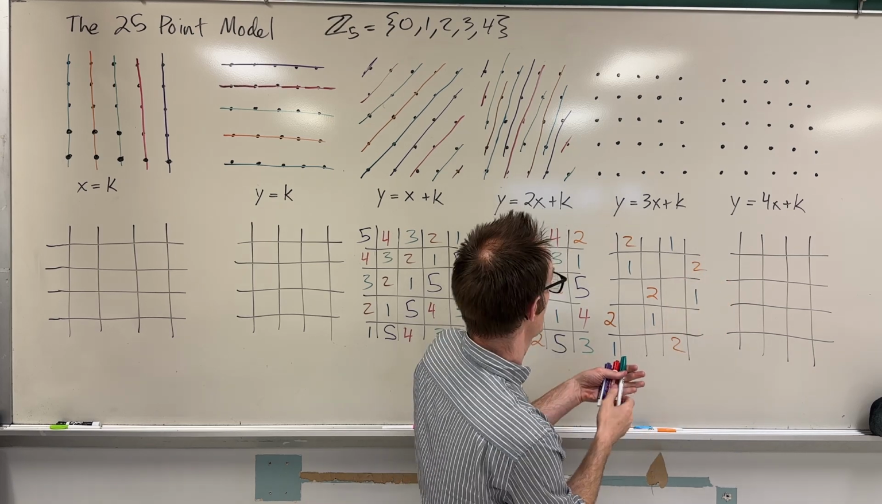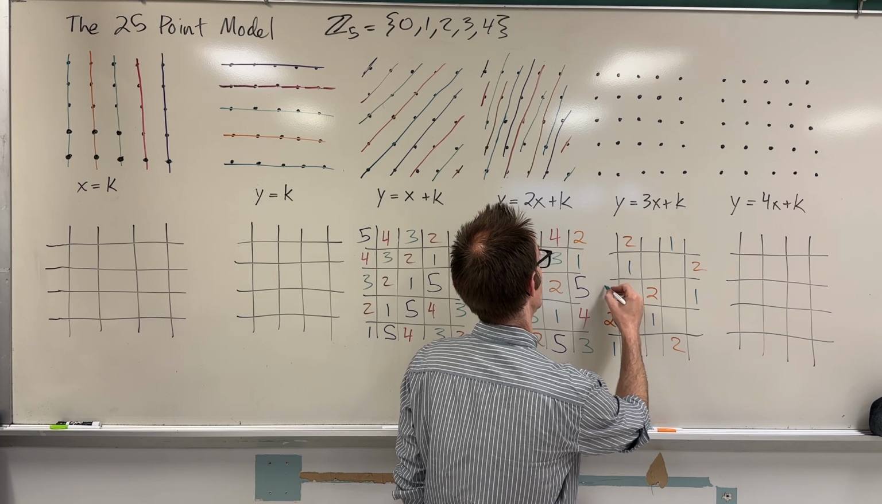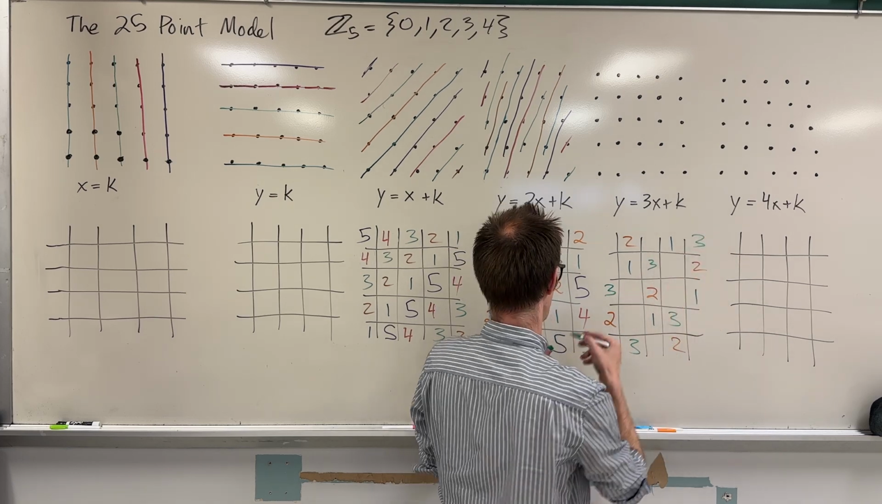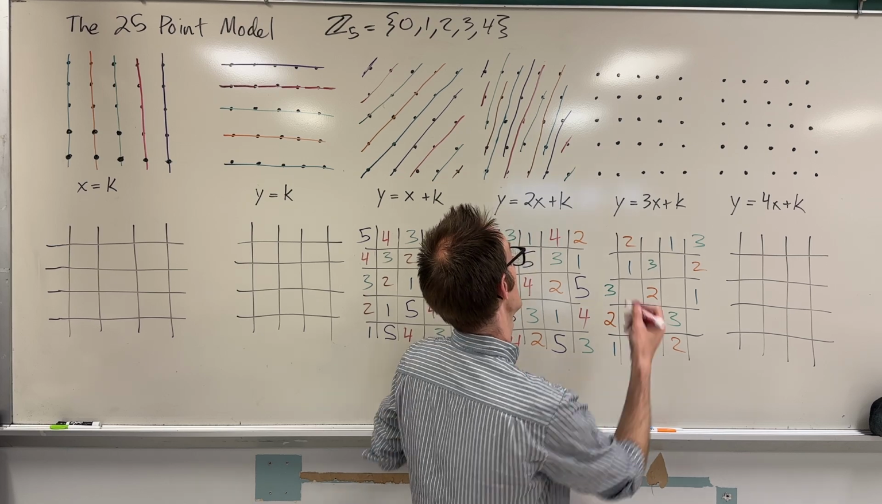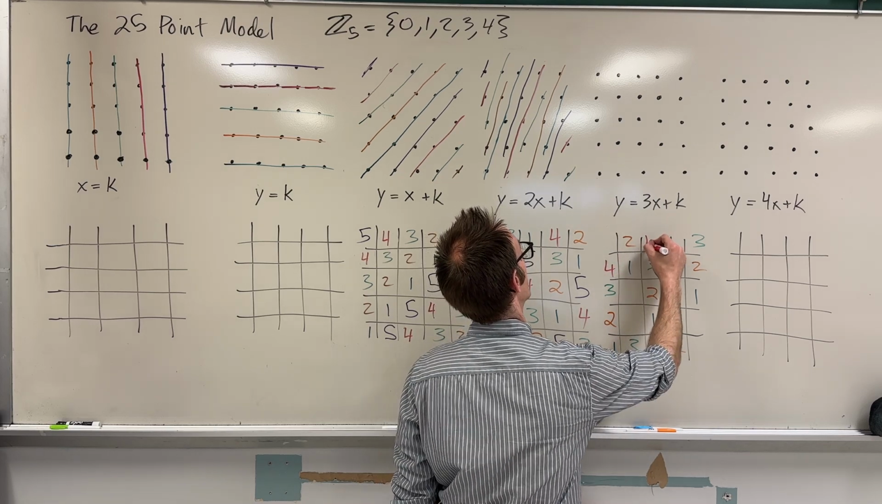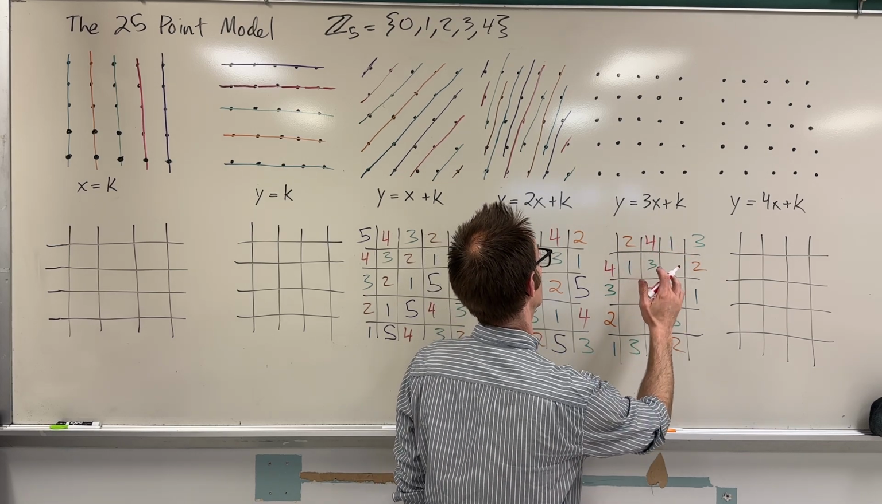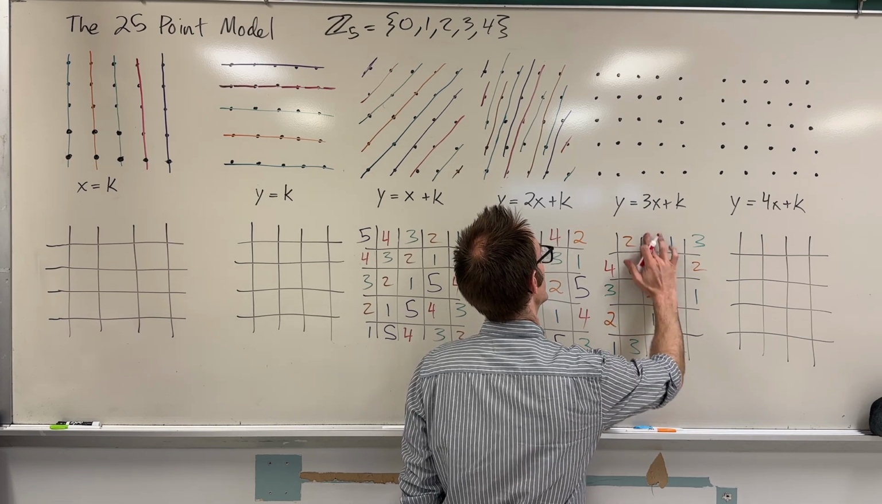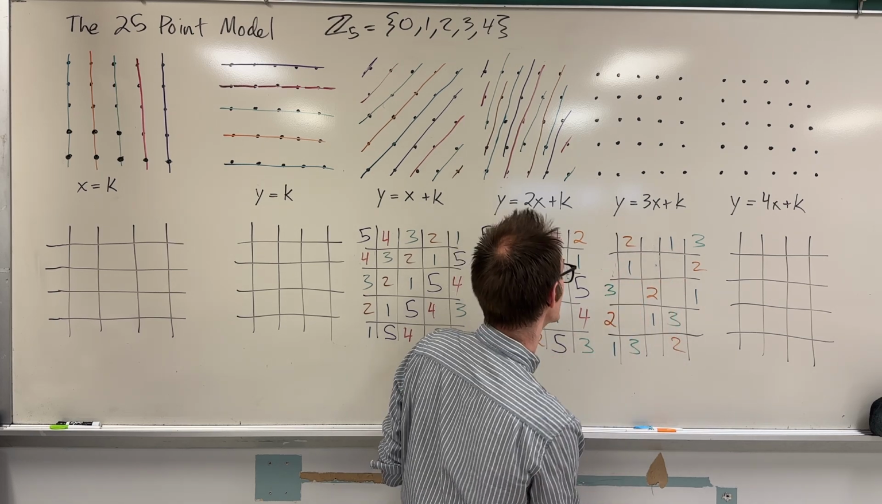Then there is another line with slope 3. It's that one. Another line with slope 3 is that one. No. Oh boy. Okay, hold on. I made another mistake by trying to go too fast.